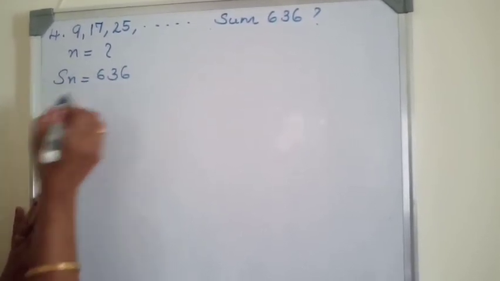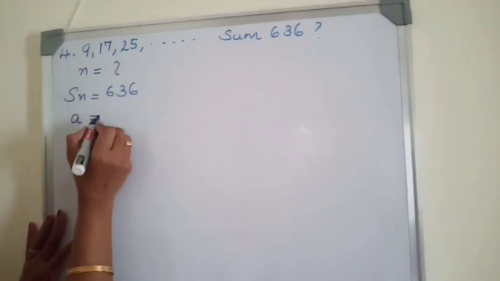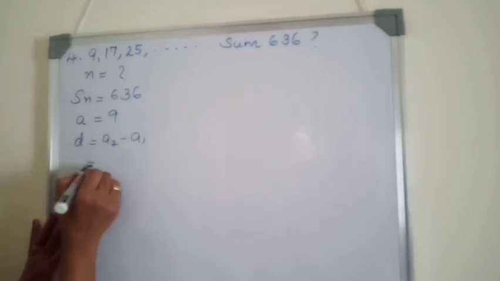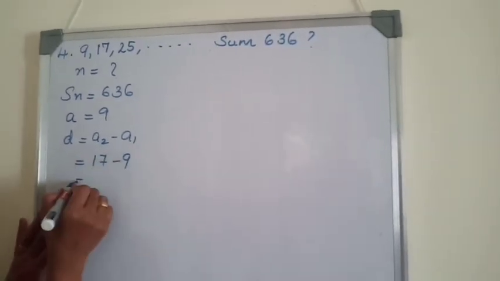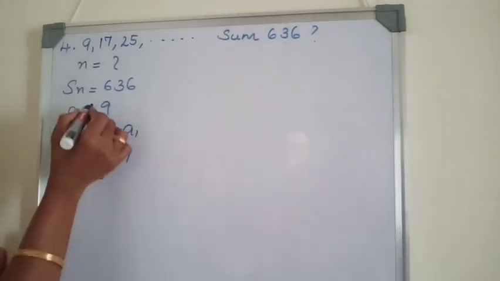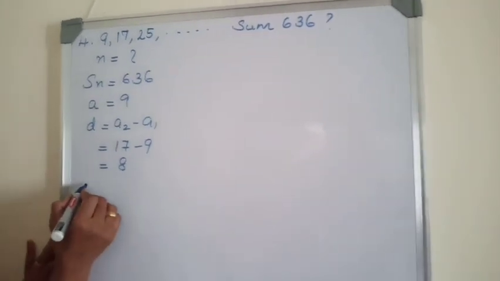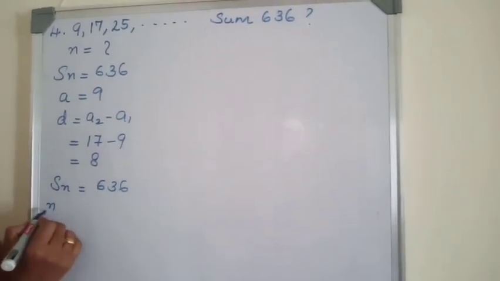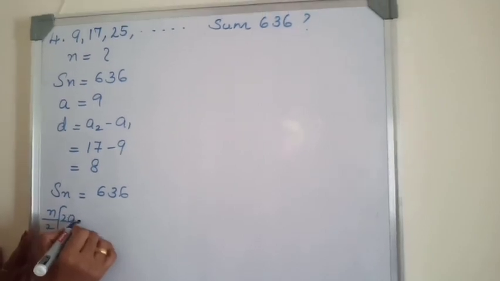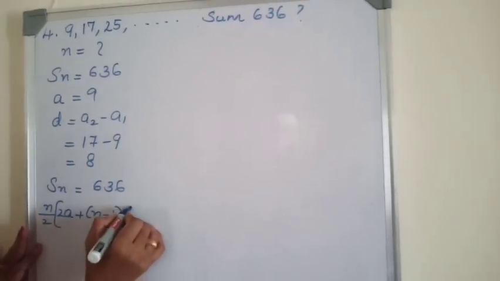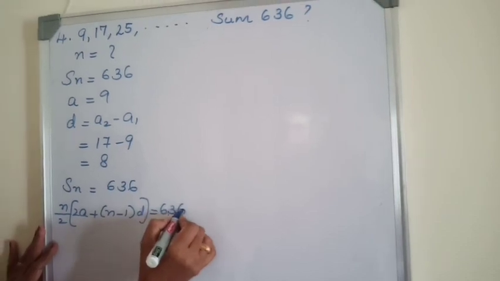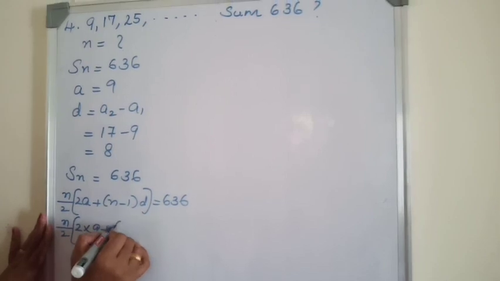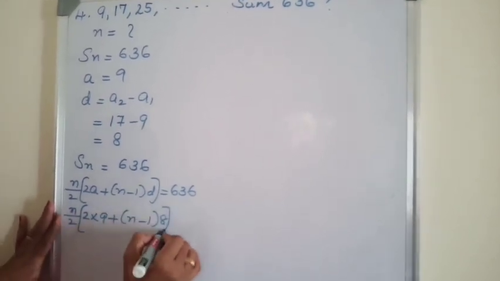Sum is already given. Now from the AP we will write a is 9. d equals a2 minus a1, 17 minus 9, 8. Now, Sn is given, we have to find out n. Sn formula we will write. Sn is equal to 636. n by 2 into 2a plus n minus 1 into d is equal to 636. n by 2 into 2 into 9 plus n minus 1 into 8 is equal to 636.